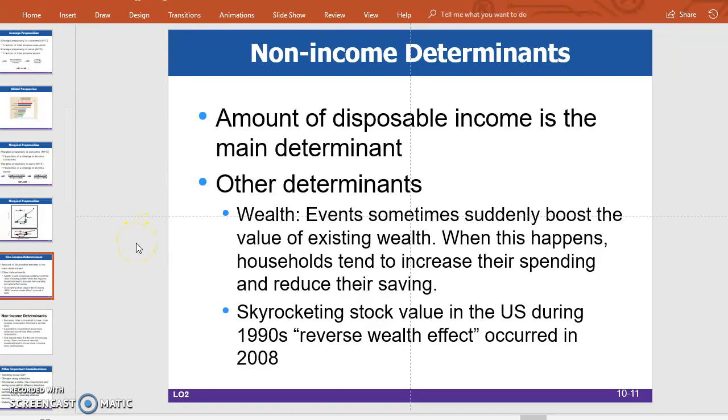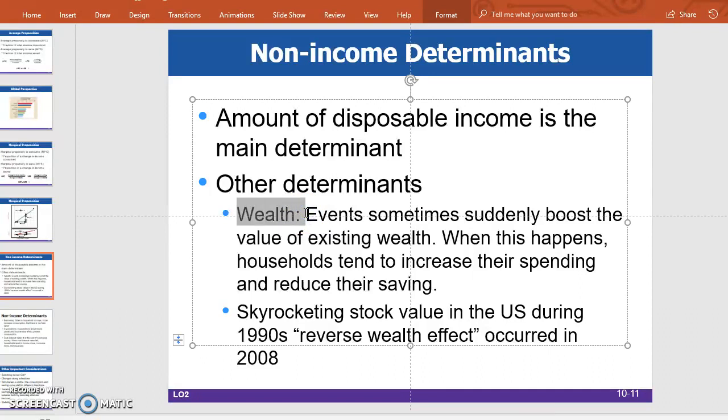Now, besides the amount of disposable income, what are the non-income determinants of consumption, right? We know that consumption depends on disposable income, but what other non-income determinants also affect consumption? One is wealth. The wealth of a person will also affect consumption, right? If a person becomes more wealthy, he will consume more. If he has less wealth, his consumption will decrease.